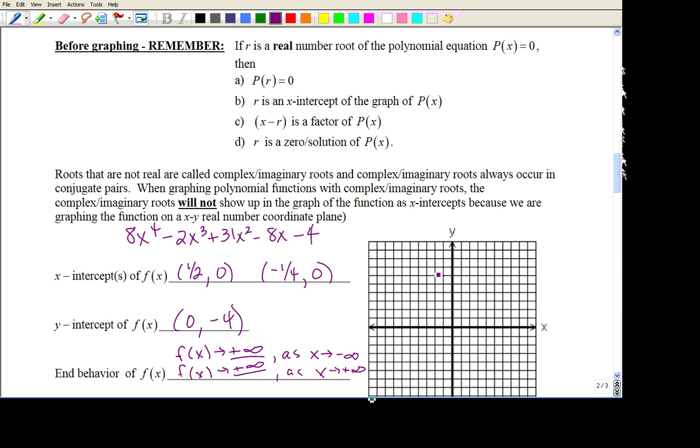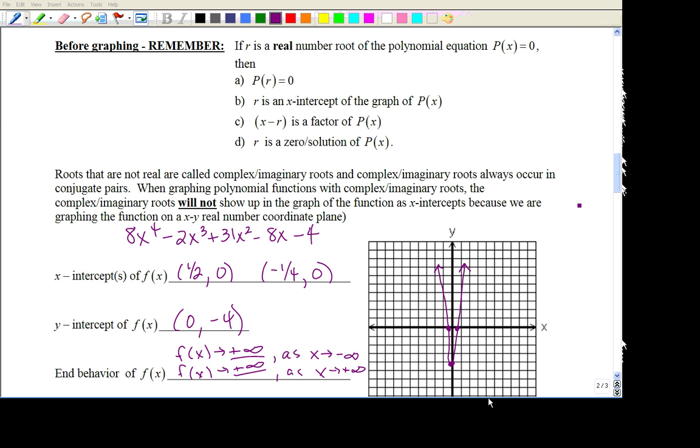So we can graph this by plotting our 1/2 and -1/4 as close as you can, and our y-intercept of 0, 1, 2, 3, -4. We know the right side and the left side are going up, so it's like a really tall and squished parabola. That's what it's going to look like. So it looks like there are only 2 solutions, but that's because there are only 2 real solutions, and there are 2 imaginary.